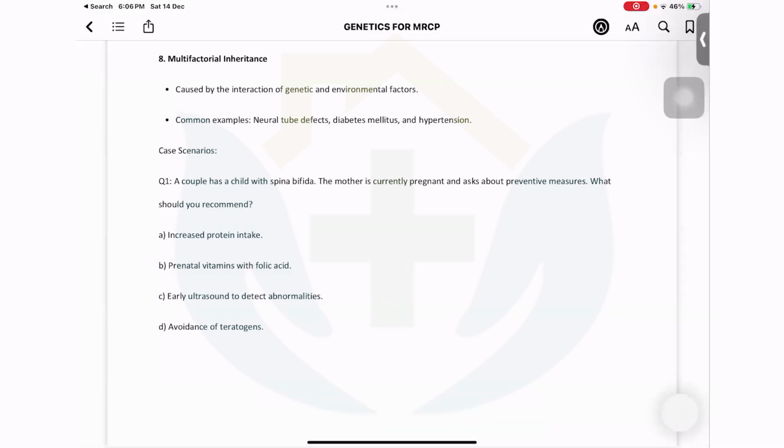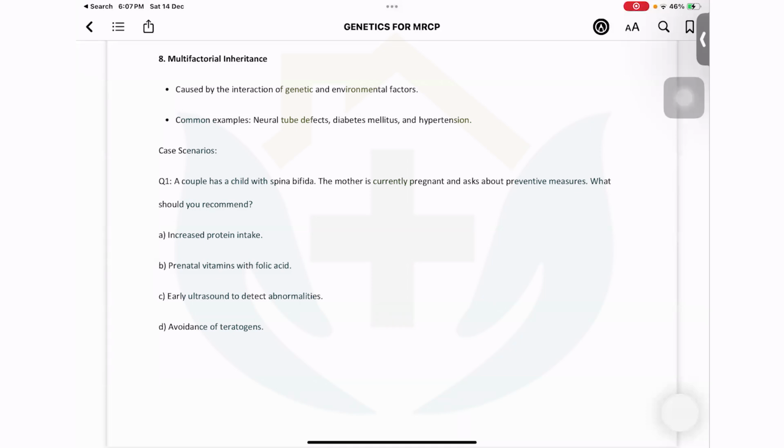Basically, multifactorial inheritance is caused by the interaction of genetic and environmental factors. A very common example is skin color. Skin color is basically multifactorial. Not only is it genetically predetermined, it has polygenic inheritance, so not just one gene is responsible for skin color. Moreover, exposure to the environment can also change the skin color. Hence, it is an example of multifactorial inheritance, caused by interaction of genetic and environmental factors.